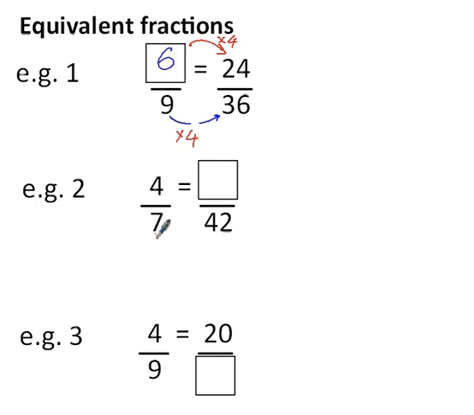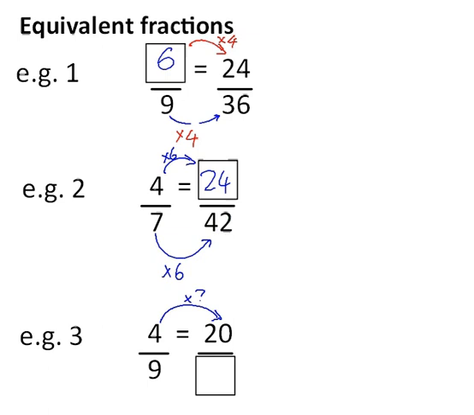What do I do here? I look for what I've got to multiply 7 by to make 42. What have I got to do here? I look for what I've got to multiply 4 by to make 20. It makes no difference that I'm now dealing in numerators. Right. 7 times 6 makes 42. So I'm going to do 4 times 6 as well. 4 times 6 is 24. So 4 over 7 is equivalent to 24 over 42.